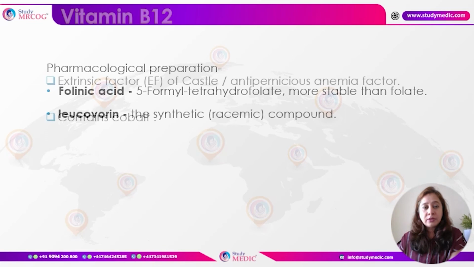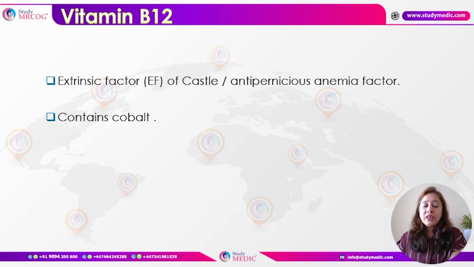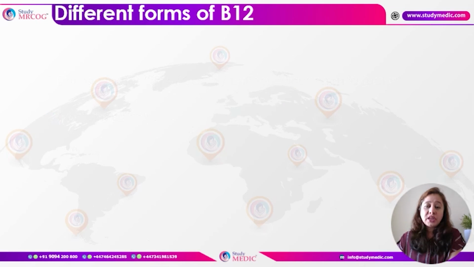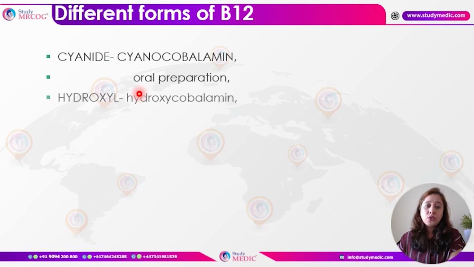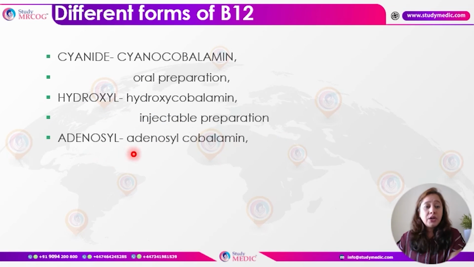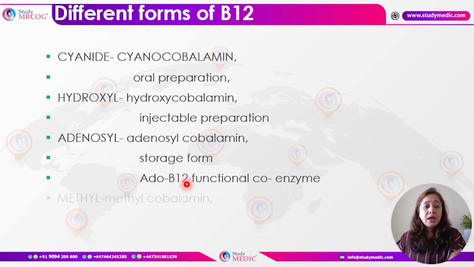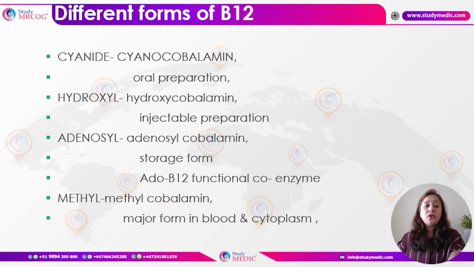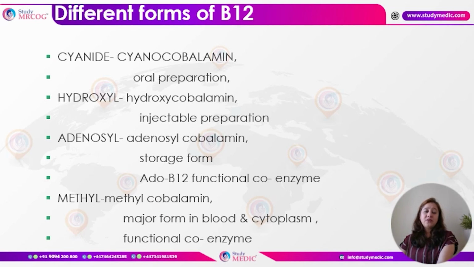So with the folic acid, we shall move to vitamin B12. That's the last vitamin. It is also called the extrinsic factor of Castle, or the anti-pernicious anemia factor. Also, it is called cobalamin. It contains cobalt in the structure. There are different forms of vitamin B12. If it contains cyanide in the structure, it is cyanocobalamin, the oral preparation form. Hydroxyl groups represent hydroxycobalamin, the injectable preparation. Adenosylcobalamin is a storage form. And methylcobalamin is the major form in the blood and the cytoplasm. It has a functional role, so it is the coenzyme.